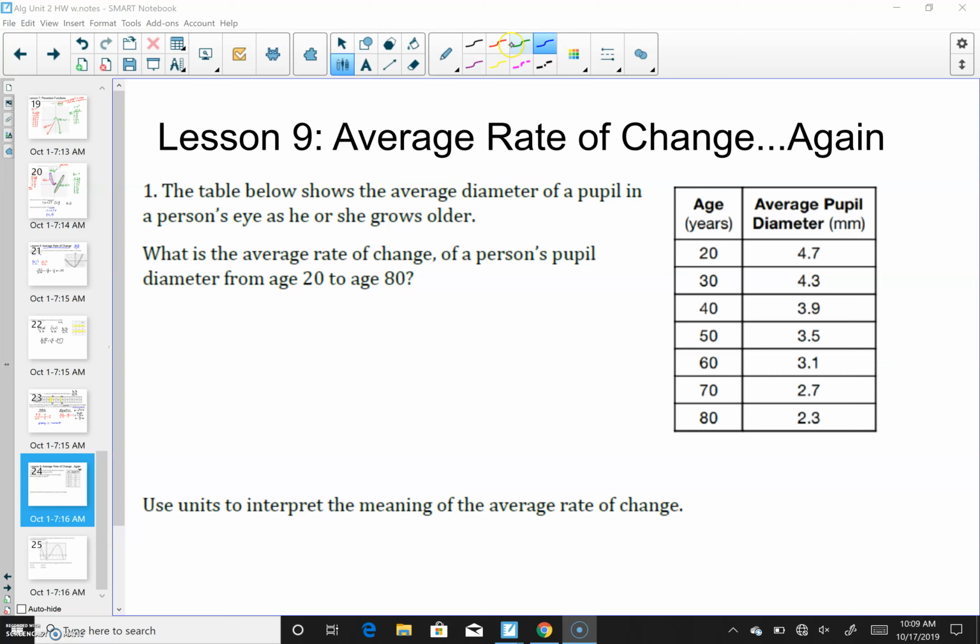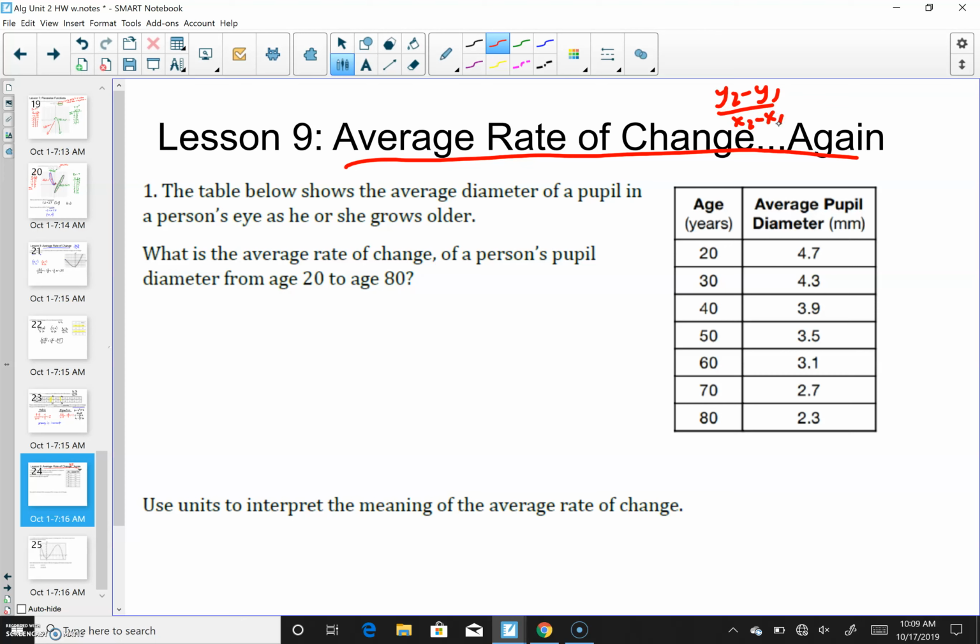Lesson 9's homework on average rate of change again. We're just going to continue our use of our main average rate of change formula, which I'm going to write up here up top again: y2 minus y1 over x2 minus x1.